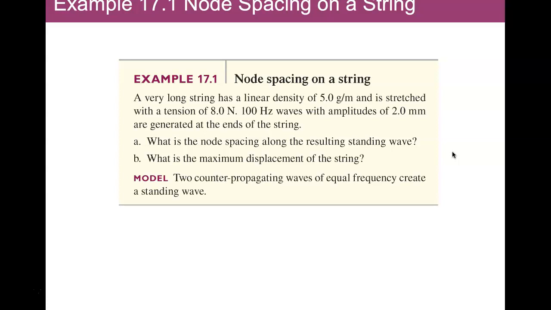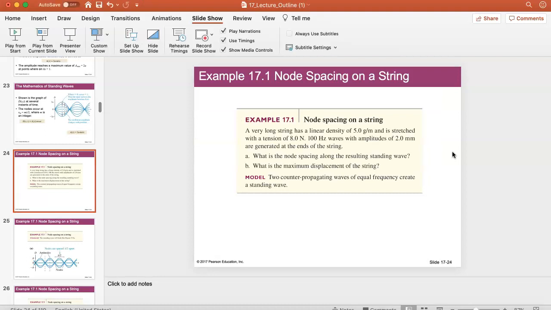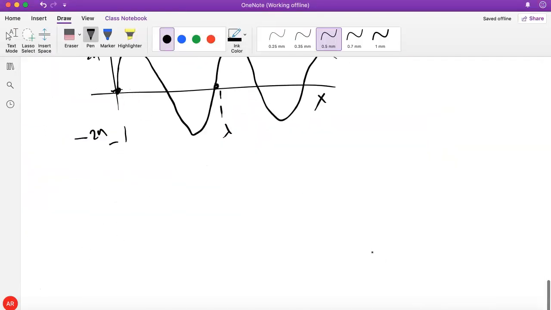Okay, so what we have is the linear mass density and tension. Immediately that gives us the speed of propagation. We also know the frequency. So knowing the frequency and the speed of propagation, we can find lambda, the wavelength. And we know that the node spacing, the distance between nodes, is half of lambda. All right? So example 17.1.